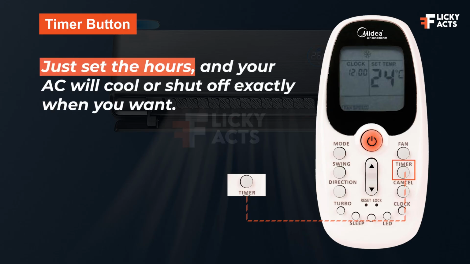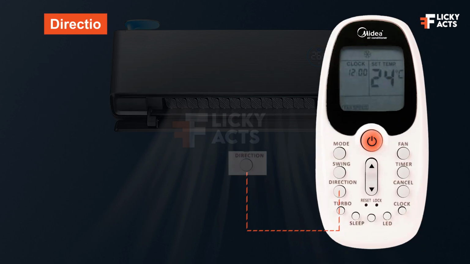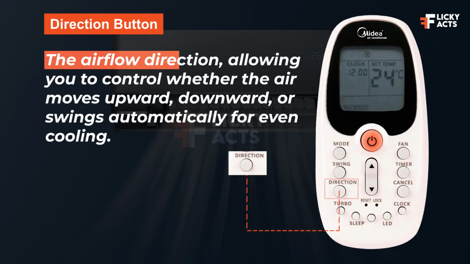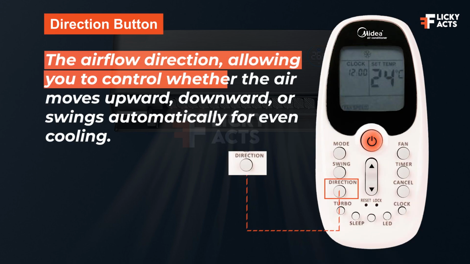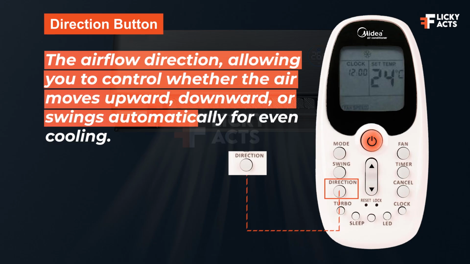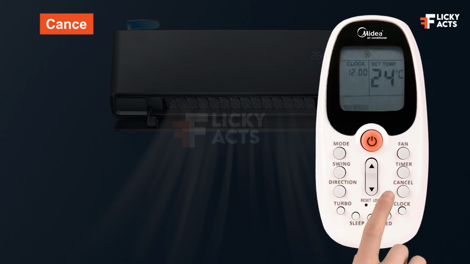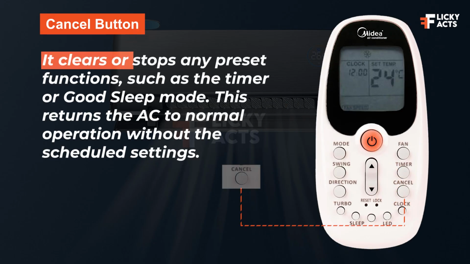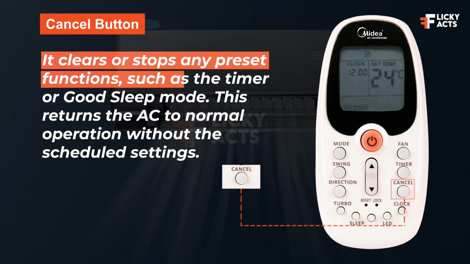Just set the hours, and your AC will cool or shut off exactly when you want. The direction button adjusts the airflow direction, allowing you to control whether the air moves upward, downward, or swings automatically for even cooling.